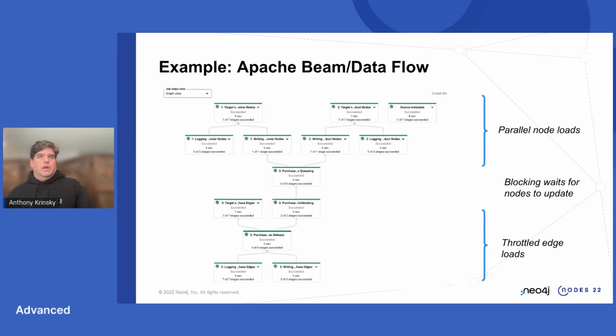Very cool. The Apache Beam Dataflow flex template. This is what a completed job looks like. And what you'll see here is an orchestration that starts with parallel node loads, some blocking, and then throttled insert of edges afterwards. We'll talk about why that's significant in a moment.